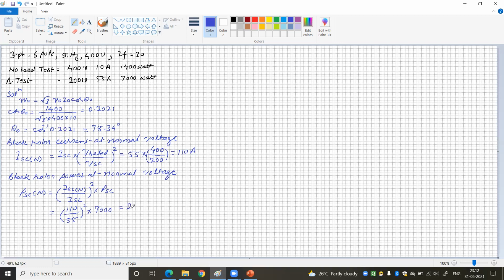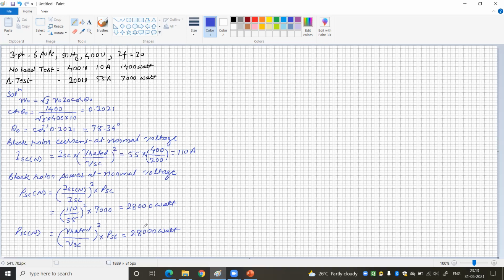equals to 28000 watt. This may be calculated as PSC at normal voltage is equal to V rated divided by VSC bracket square, because the short circuit power is the copper losses, and it is going to change with respect to the square of current, multiplied by PS. So by any way, the answer is same. It is equal to 28000 or 28,000 watts, or 28 kilowatt is the short circuit power.